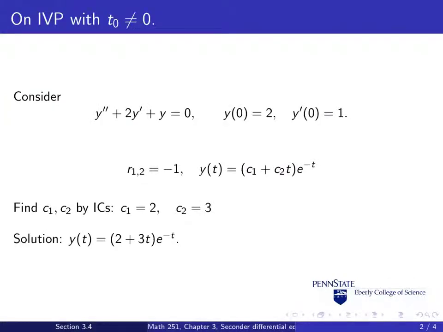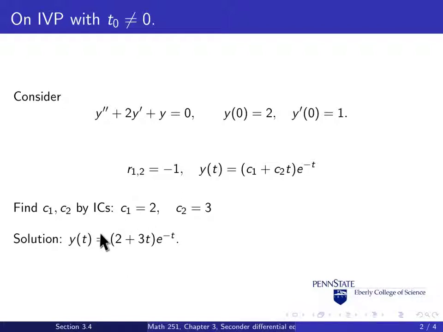Today in the class we had this example, a second order constant coefficient equation with initial data given at t equals 0. We found the two roots and wrote out the general solution form, then we put in the initial conditions, found C1 and C2, and plugged them in, and that is the solution. This is what we did towards the end of the class today.